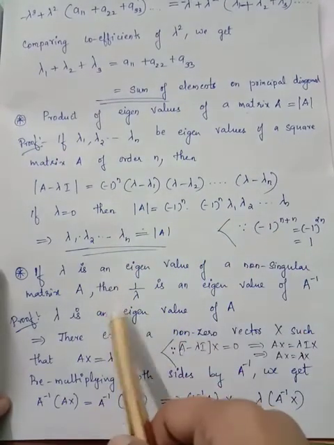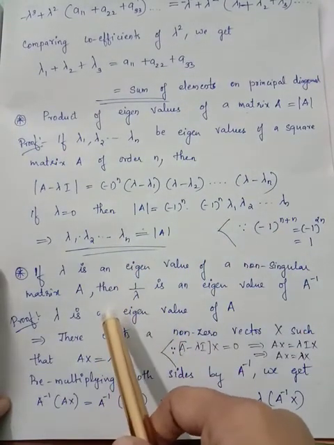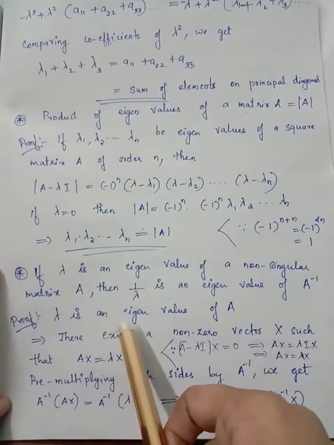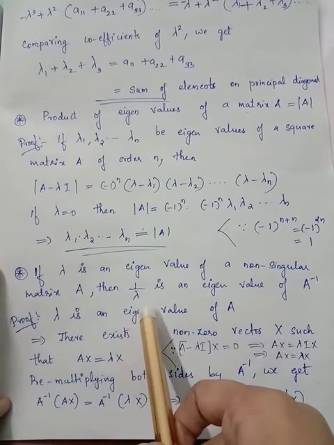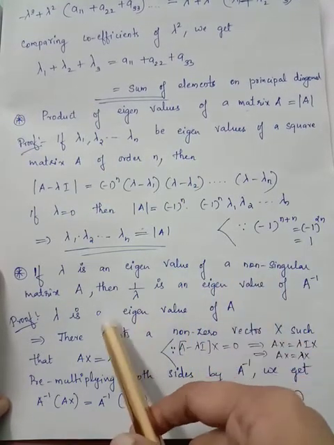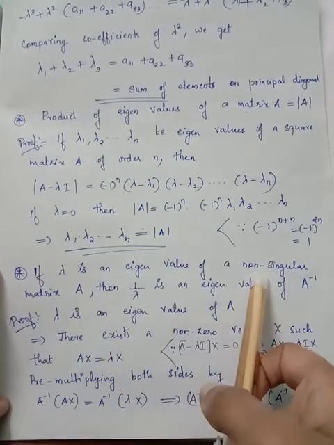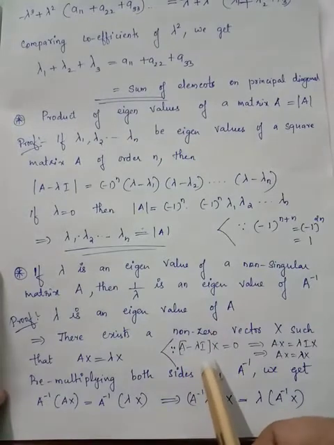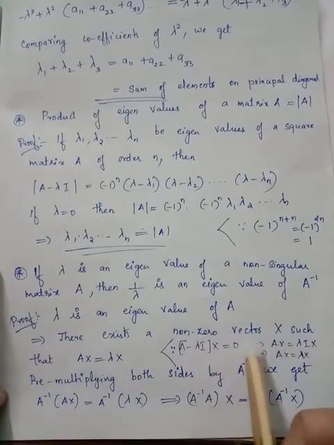The next property says that if lambda is the eigenvalue of a non-singular square matrix A, then 1 by lambda will be the eigenvalue of the corresponding inverse matrix. Determinant value of A is non-zero. That is the meaning of non-singular matrix. If lambda is the eigenvalue, automatically you get the equation A minus lambda I into x equal to 0, which is the characteristic equation.